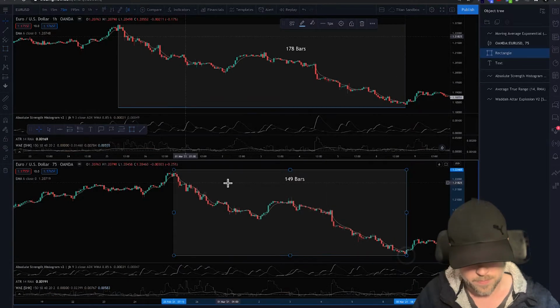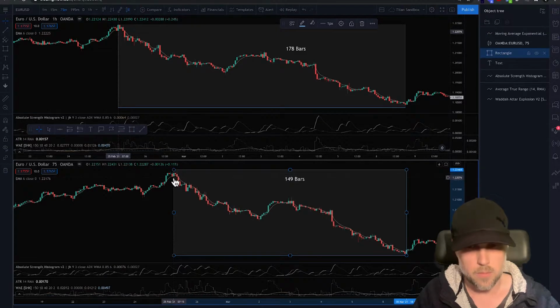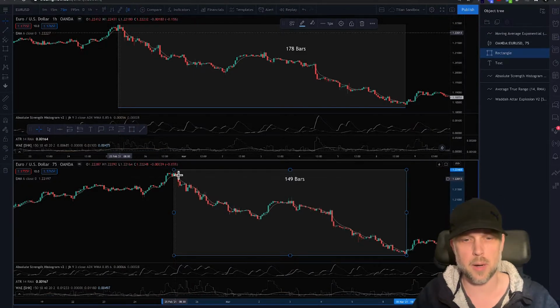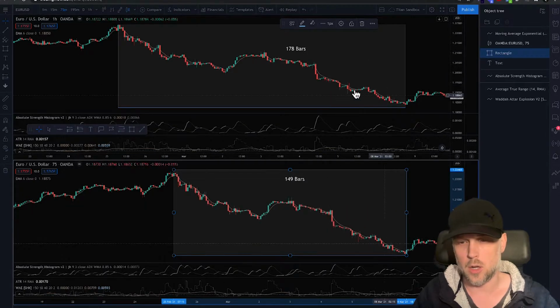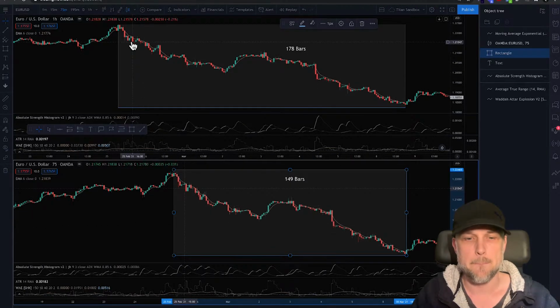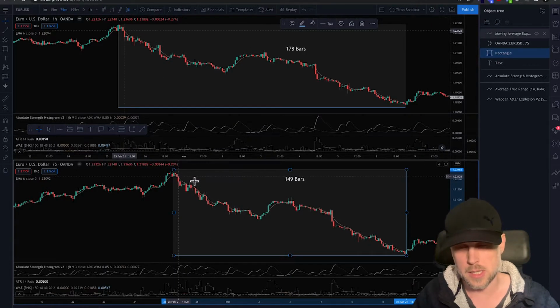And there's our low. Okay. So I'm not going to do all the counting on here, but I'm going to go ahead and count all of the bars in here. All of the bars that have bodies that are less than 50% of the range, and I'm going to do the same thing for this one.